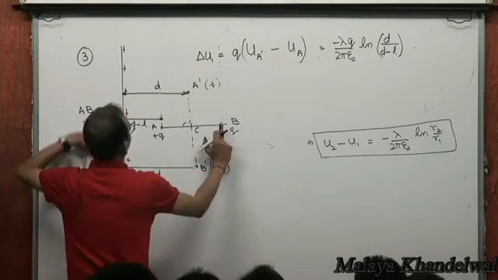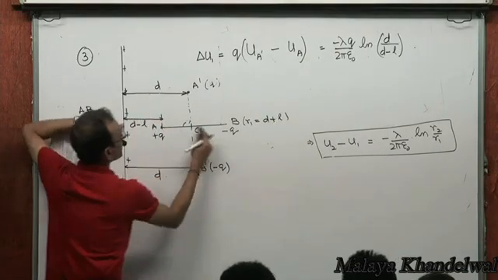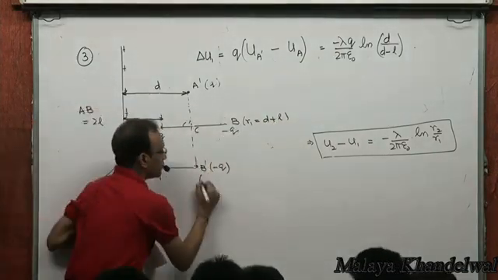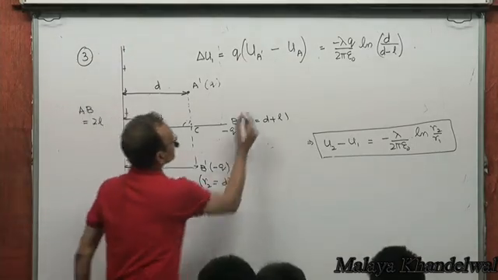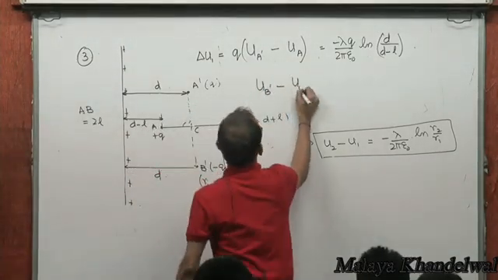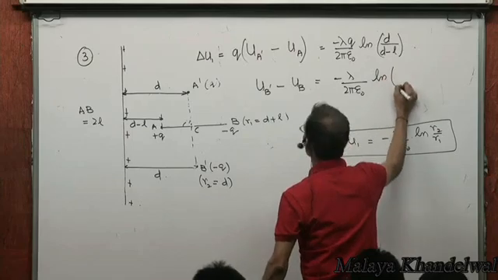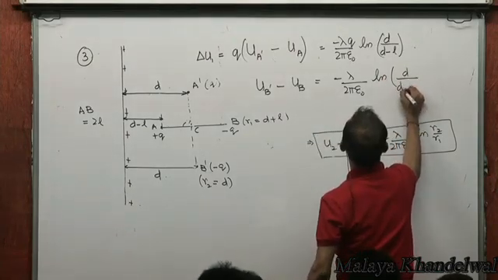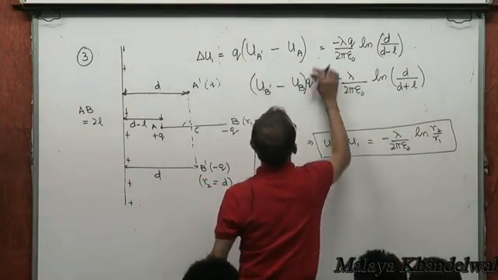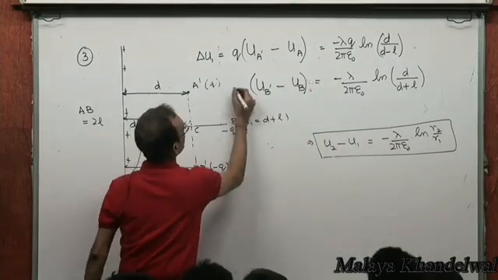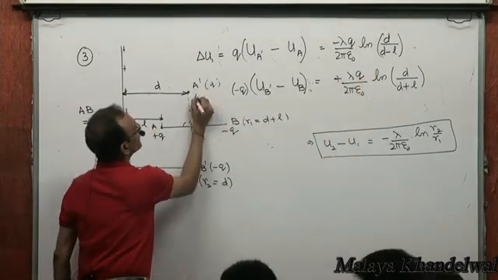Now for B, R1 is D plus L, isn't it? And B prime, which is R2, is D. So U at B prime minus U at B is going to be minus lambda by 2 pi epsilon naught log of final R, which is D, divided by initial R, which is D plus L. The work done by the external agent would be this times minus Q, since the charge is minus Q this time. So this will become plus Q, and that's going to be delta U2.